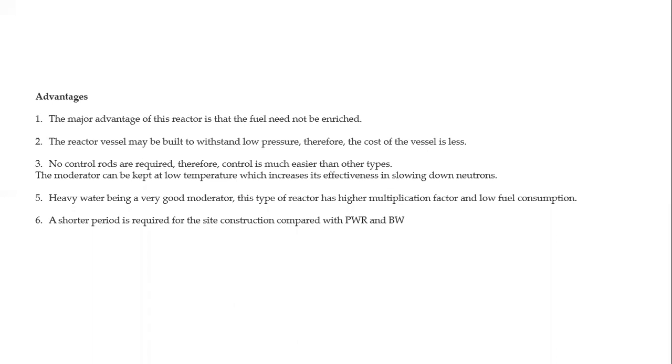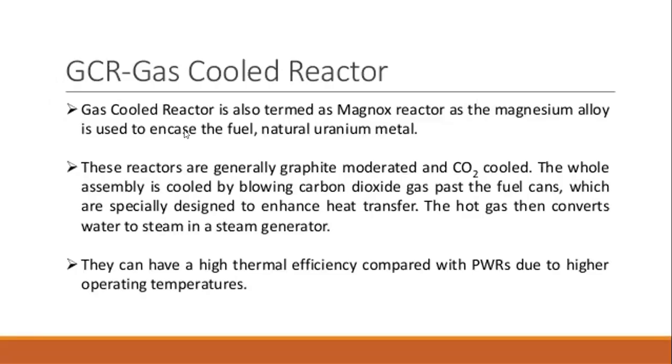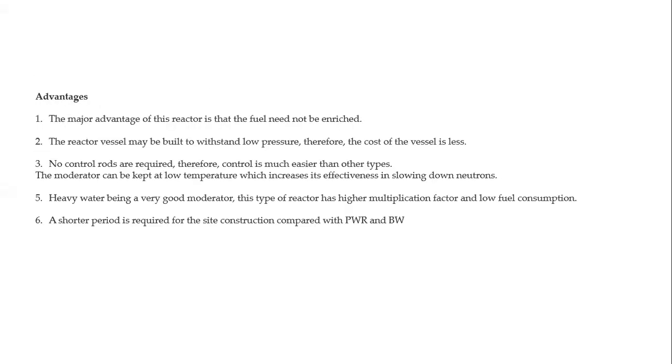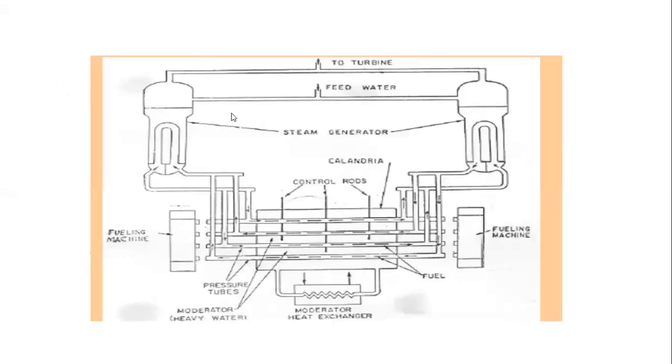These types of reactors have two circuits, primary and secondary. The primary circuit flows the heavy water, and the secondary circuit is used for steam generation, like the PWR or pressurized water reactors. These are some of the major important points in the case of nuclear reactors.